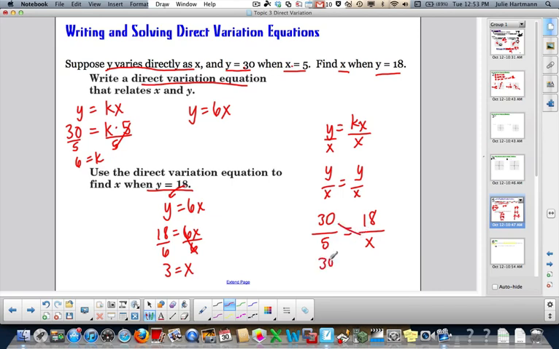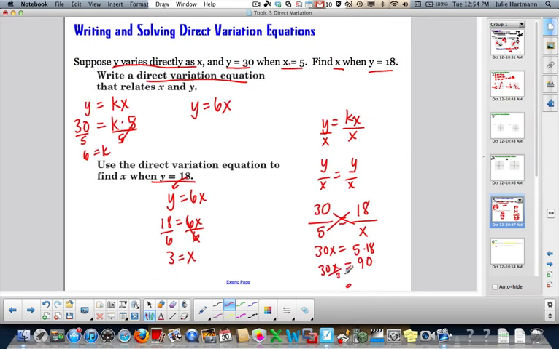Cross multiply, 30x equals 5 times 18. Multiply that out, that's 90. And divide by 30. So x equals 3. So you get the same thing.